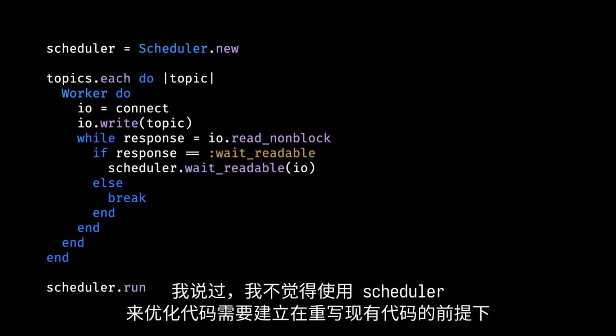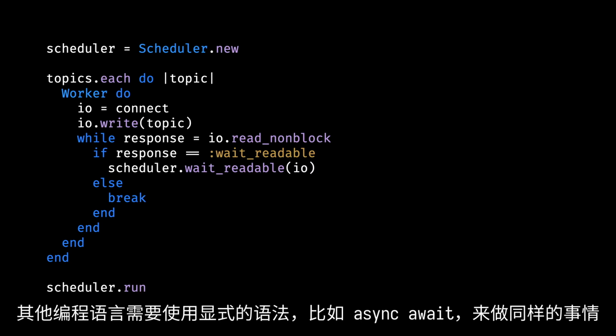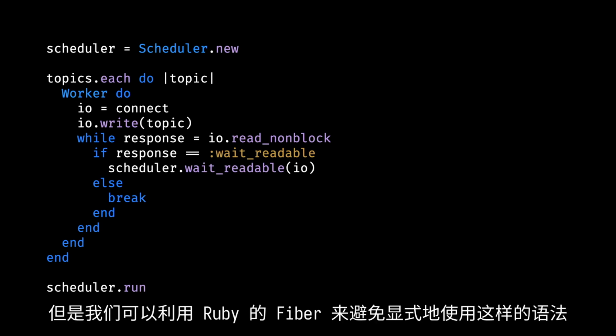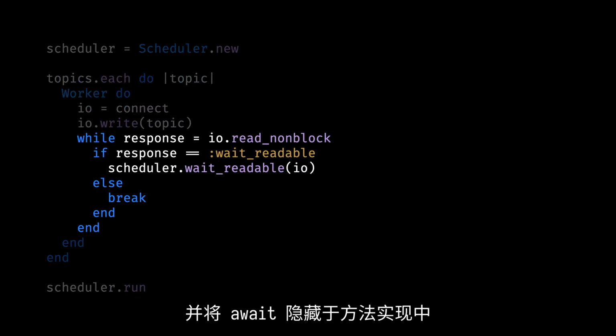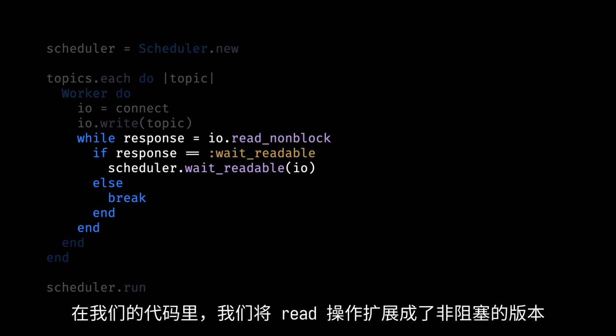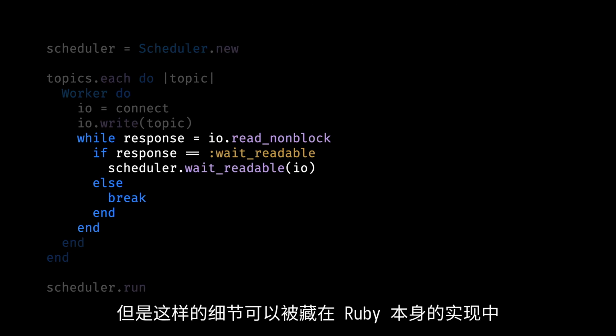As I said earlier, I don't believe we should need to rewrite existing code to take advantage of the scheduler. Other programming languages require explicit syntax, such as async await, in order to do this. But we can take advantage of Ruby's fibers to avoid this explicit syntax and hide the await in the method implementation. In our code, we expanded the read operation to become non-blocking, but this detail can be hidden within the implementation of Ruby itself.